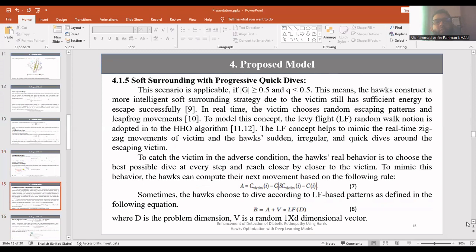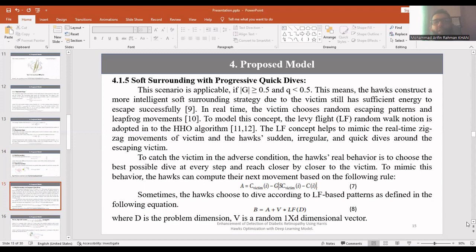Soft surrounding with progressive quick dives. This scenario is applicable if absolute G is greater than or equal to 0.5 and small q is less than 0.5. This means the hawks construct a more intelligent soft surrounding strategy because the victim still has sufficient energy to escape successfully. In real time, the victim chooses random escaping patterns and leapfrog movements.